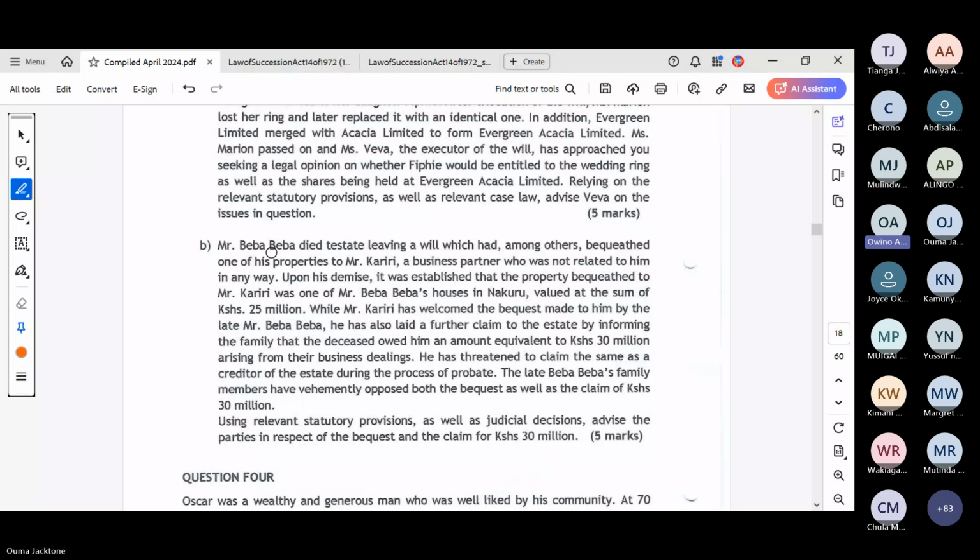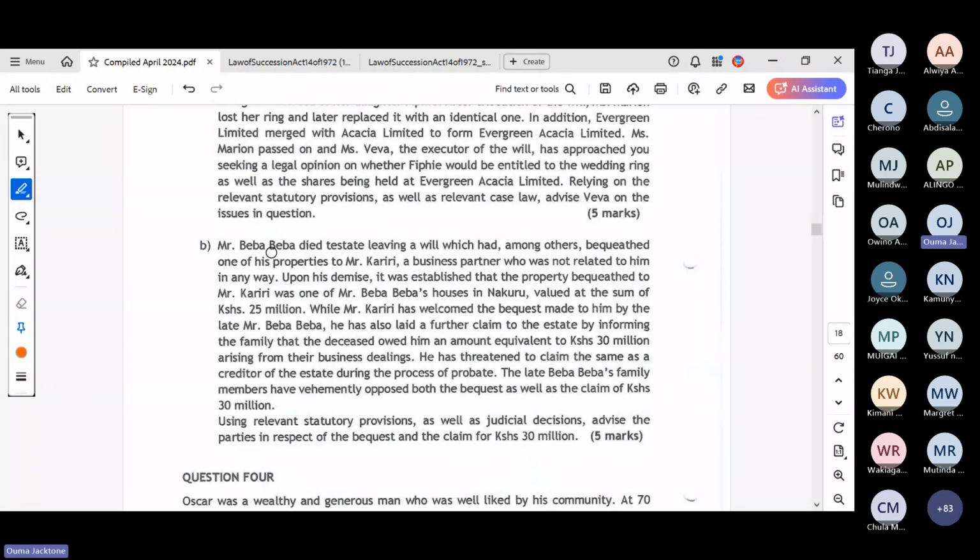Beba has also laid a further claim to the estate by informing the family that the deceased owed him an amount equivalent to 30 million Kenyan shillings arising from their business dealings. He has threatened to claim the same as a creditor of the estate during the process of probate. The late Beba's family members have vehemently opposed both the bequest as well as the claim of 30 million Kenyan shillings. Using relevant statutory provisions as well as judicial decisions, advise the parties in respect of the bequest and the claim for 30 million Kenyan shillings.